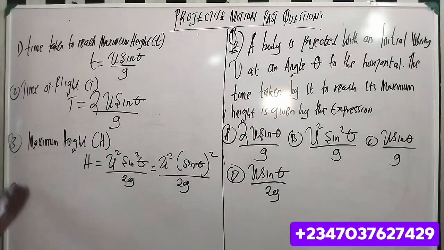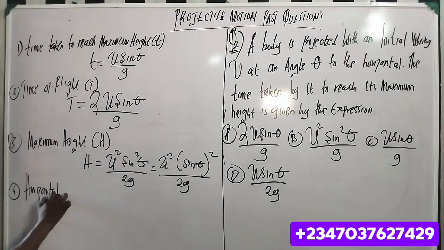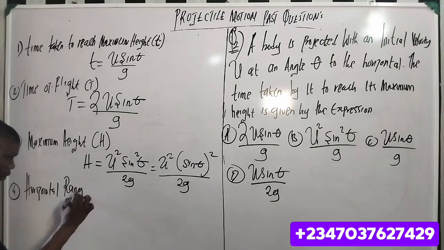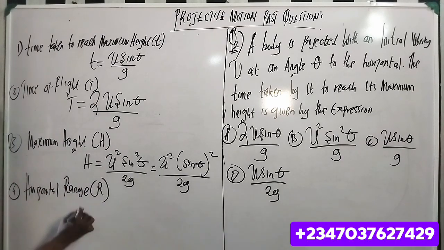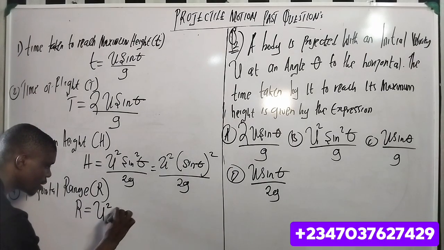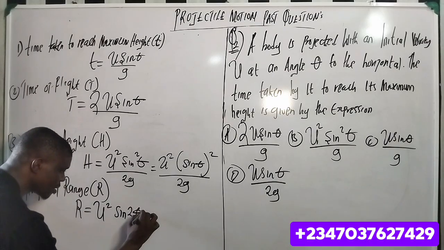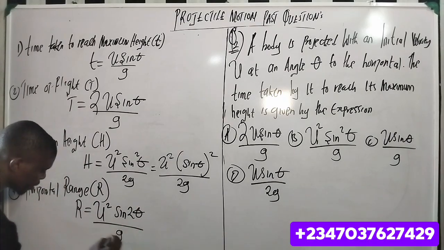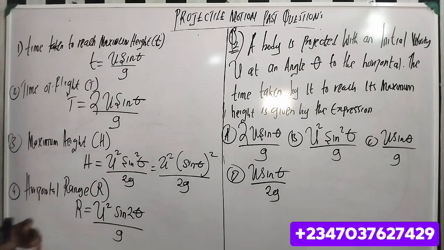Then number 4, horizontal range, which is R. The horizontal range R is equal to u squared sine 2 theta over g. So please pay attention.